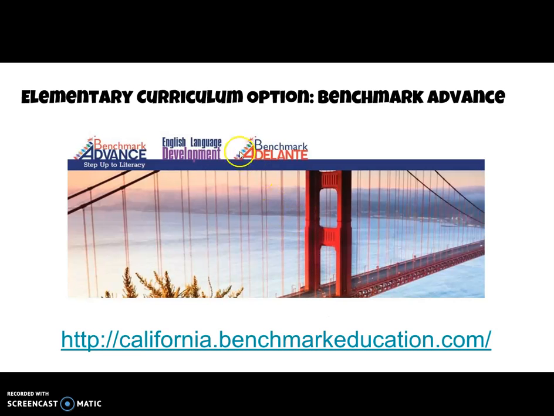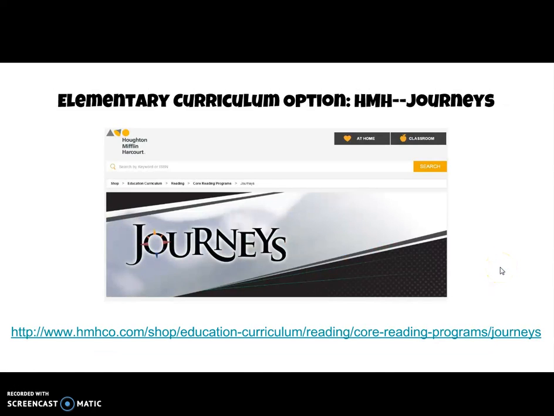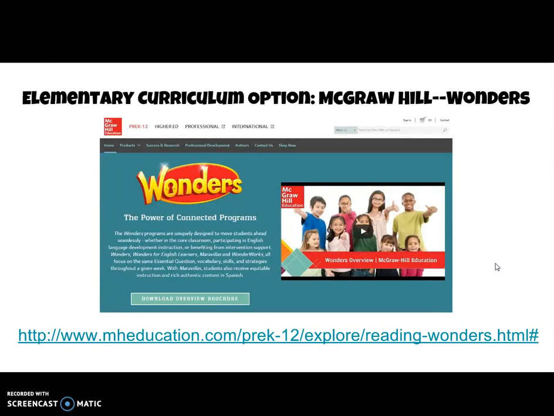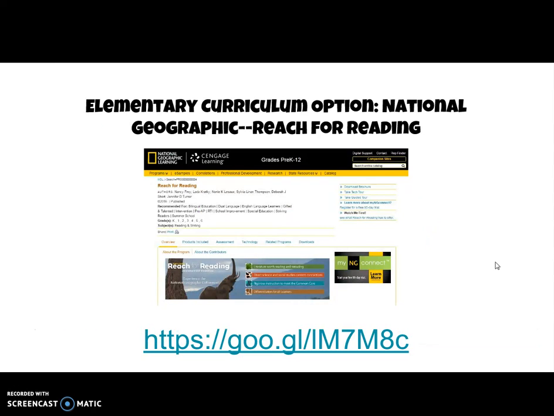This first one is for elementary, and it is Benchmark Advance. The second curriculum for elementary is HMH's Journeys. The third curriculum for elementary is McGraw-Hill's Wonders. And the fourth for elementary is National Geographic's Reach for Reading. Feel free to pause this video whenever you'd like if you need to type in the URL.